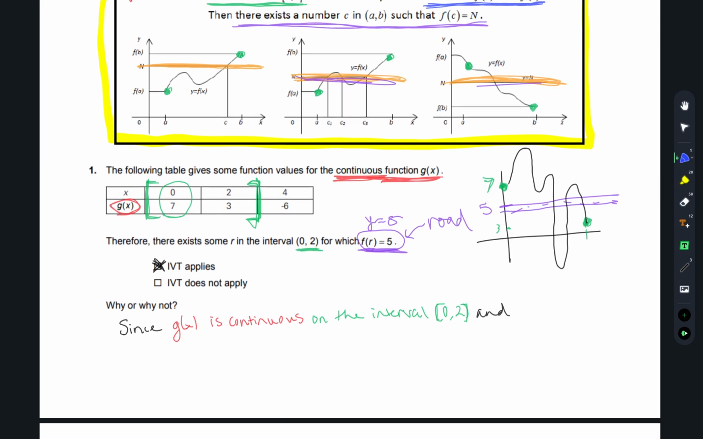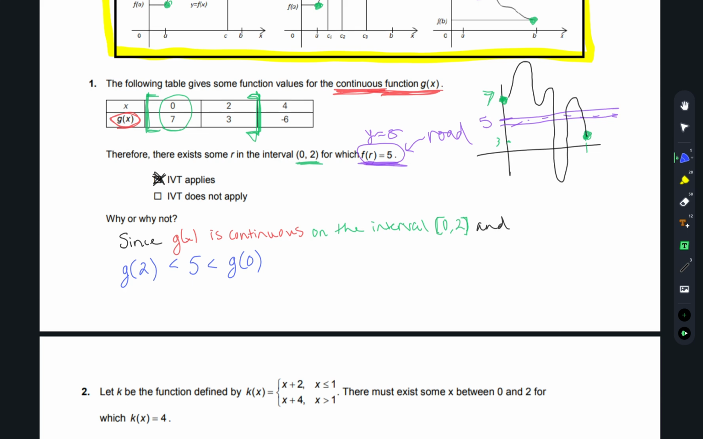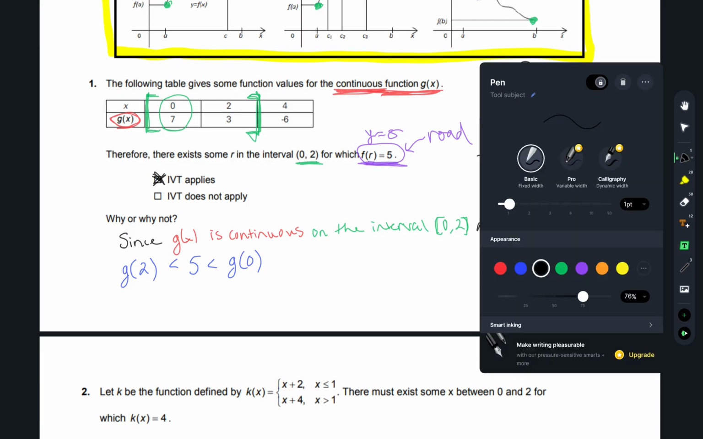And you would say, okay, so what's 5 in between? Because road is the 5. It's between G of, so the smaller one is at 2, and the larger one is at 0. I'm not saying it's between 7 and 3. I'm saying when I plug in 2, that's the smaller number. When I plug in 0, I get a larger number. Okay, it's between there.